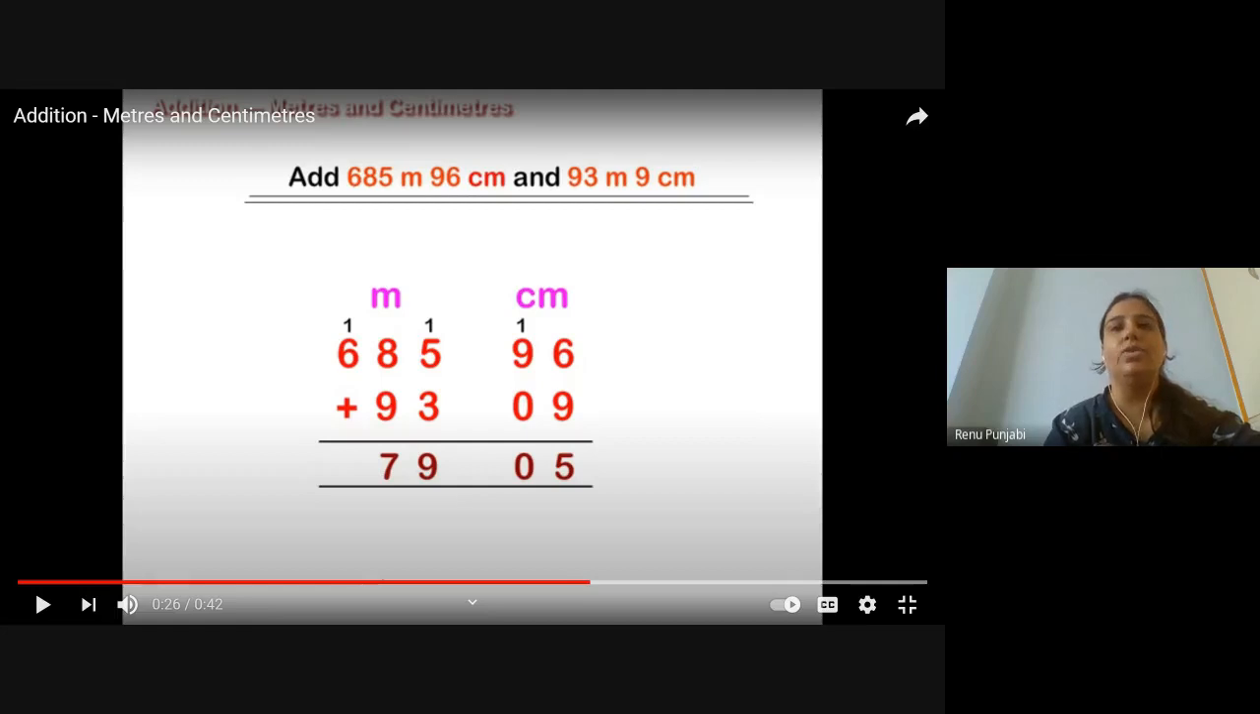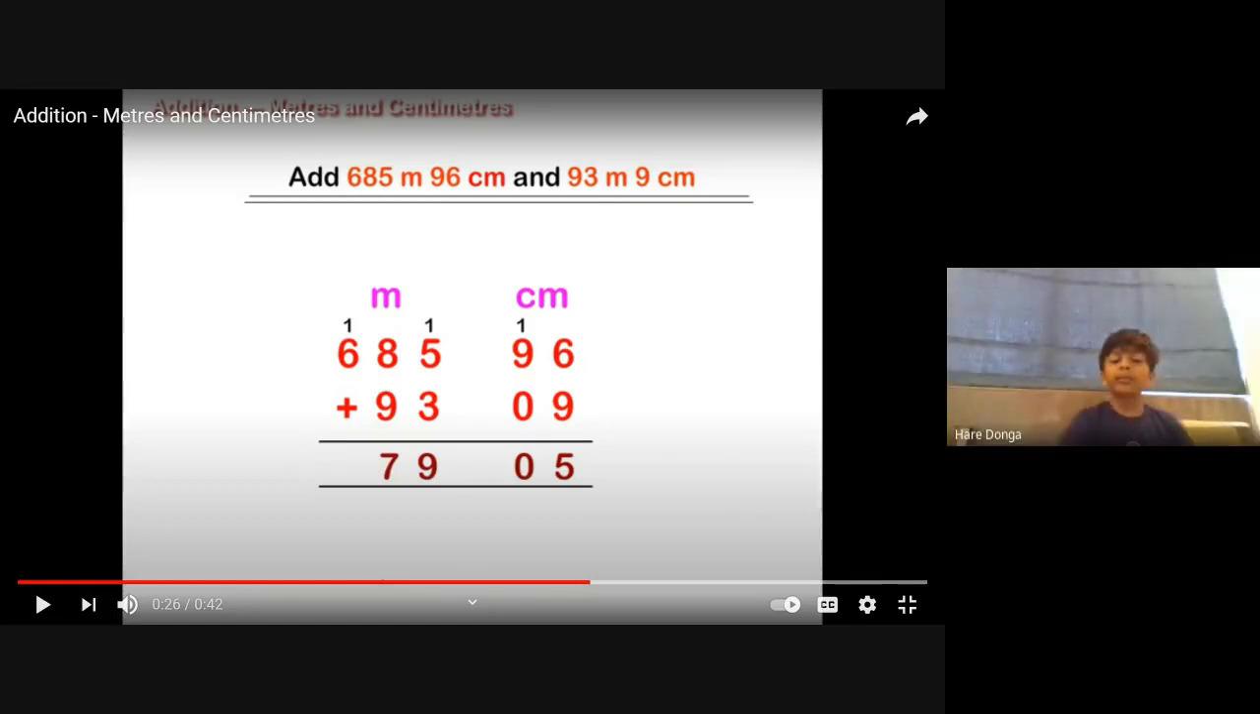See, now I will tell you. See children, why am I not writing 10 here? Why am I carry forwarding the 1? Yes, Hare, will you explain why we are carry forwarding the 1? Because it will be a bigger number, 10.